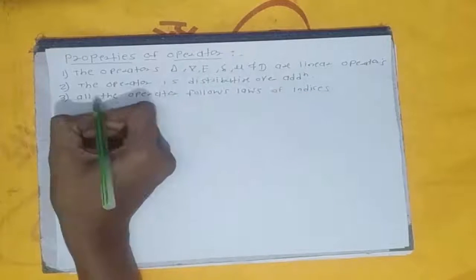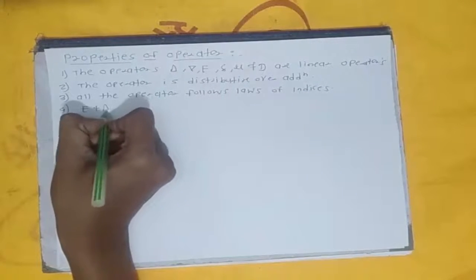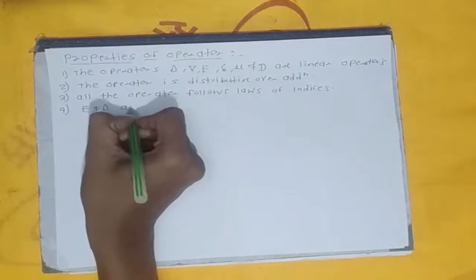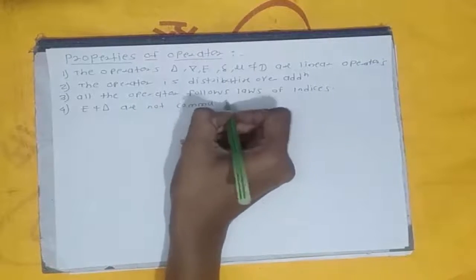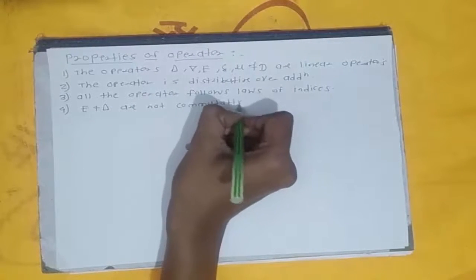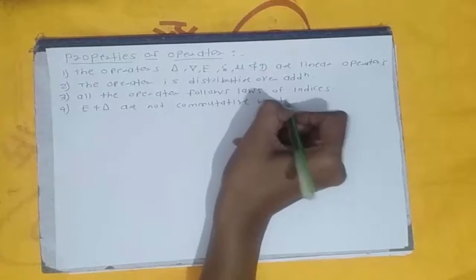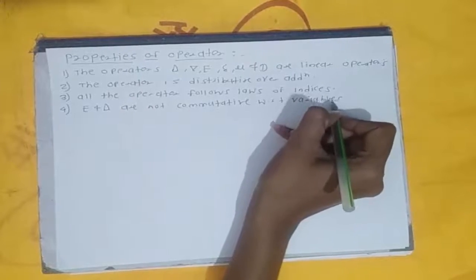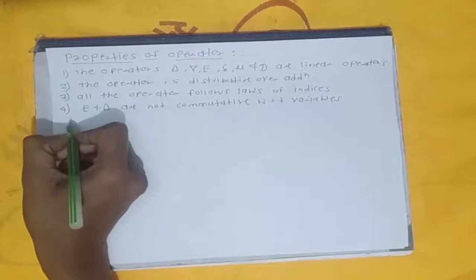Then the fourth one is E and delta, that is shift operator and forward difference operator, are not commutative with respect to variables, that is, delta into E is not equal to E into delta.